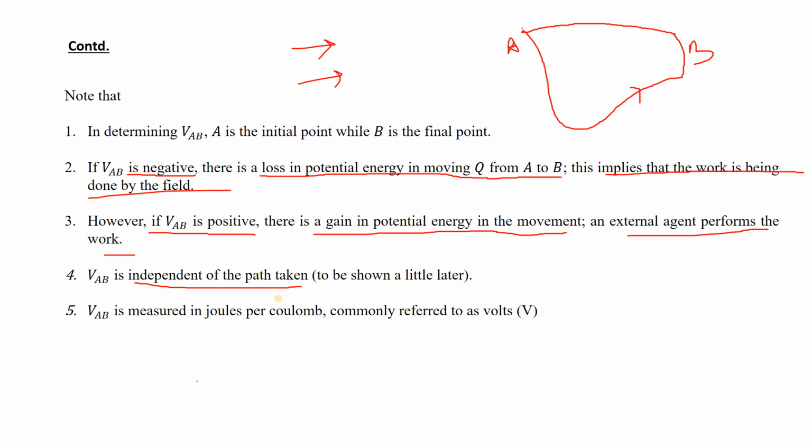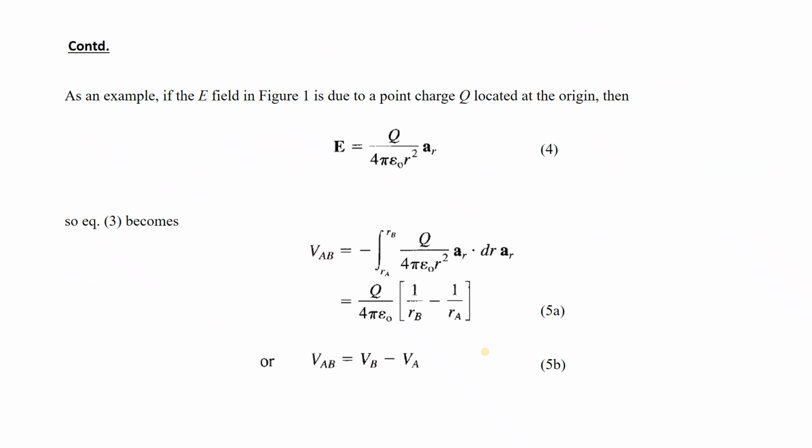So there is an expression which denotes that the VAB is independent of the path. Whichever path you move, it is independent. So VAB is nothing but joules per coulomb, which is volt. As an example, if electric field E is in figure 1 due to a point charge located at the origin.